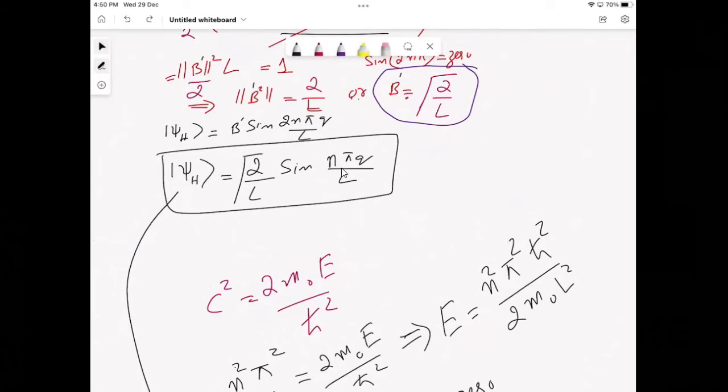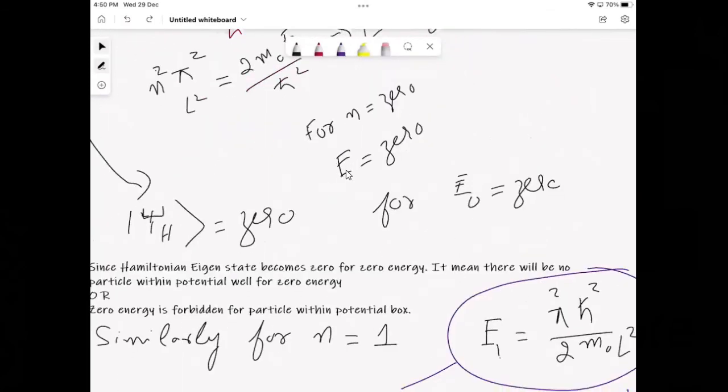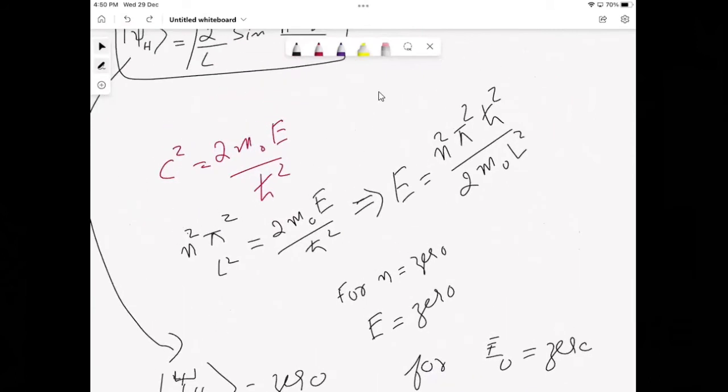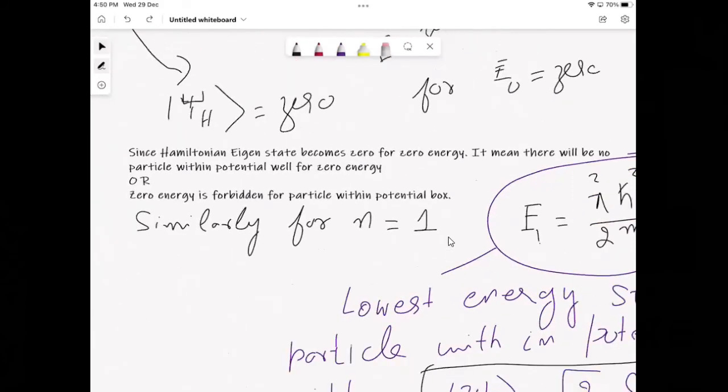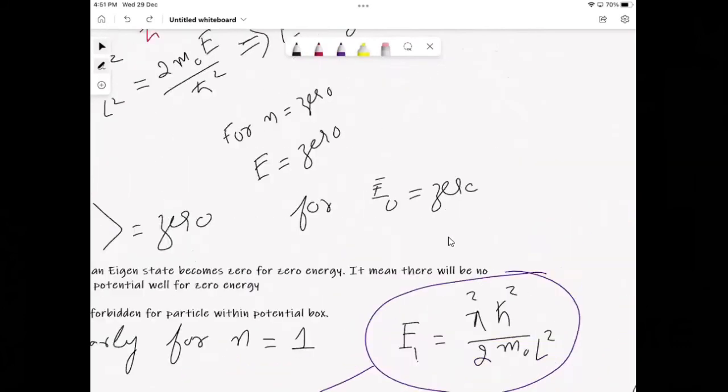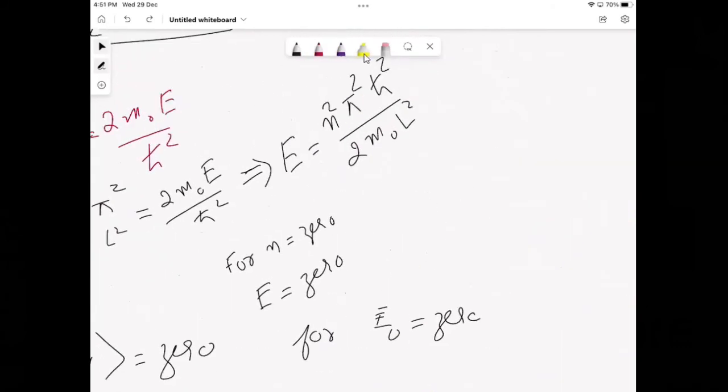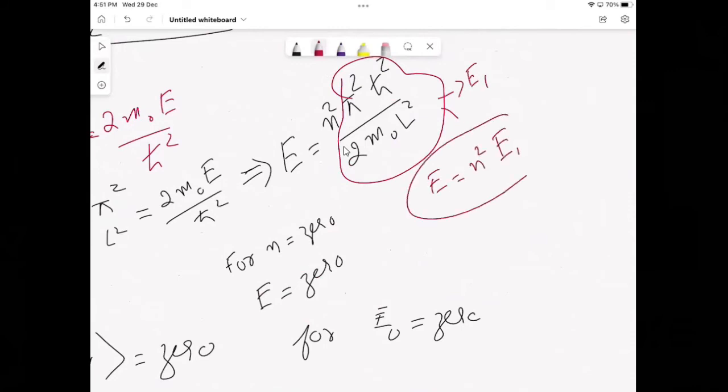Sir, that is fine, but when we find the value of E2, you have written n square. No, I did not write n square for E2, for energy, because the energy formula is this, n square pi square, and this is E1. You have found here, this is E1. When we put this value of E1 here, you have found that this red circle is equal to E1. So this becomes E equal to n square E1. This is the formula for energy.